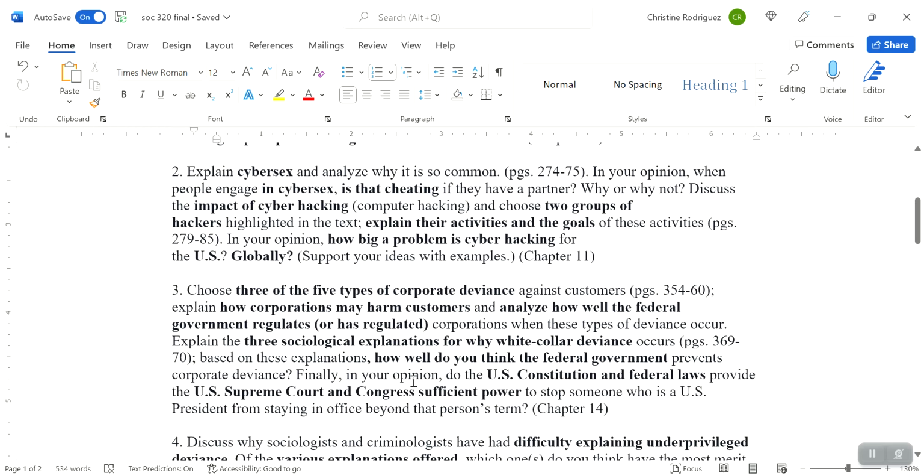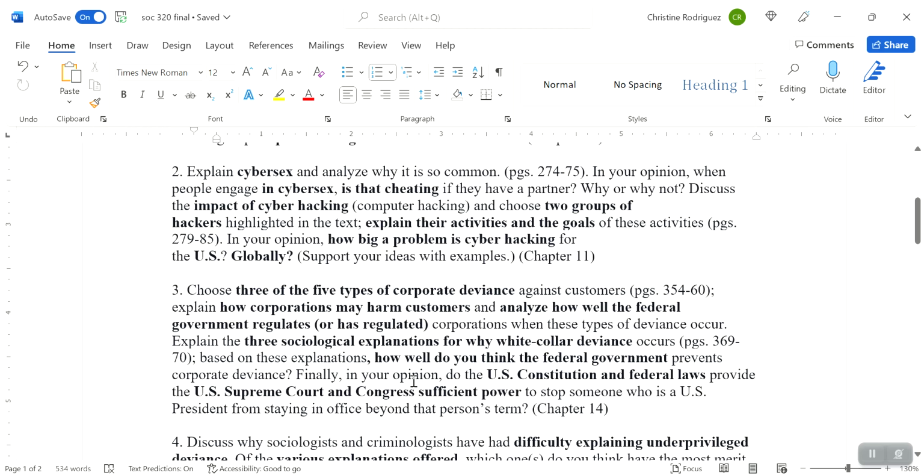Second question, explain cybersex and analyze why it is so common. And again, pointing you to some pages there. In your opinion, when people engage in cybersex, is that cheating if they have a partner? Why or why not? Okay, so just asking your opinion here.